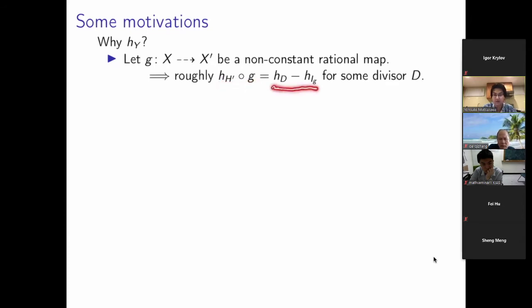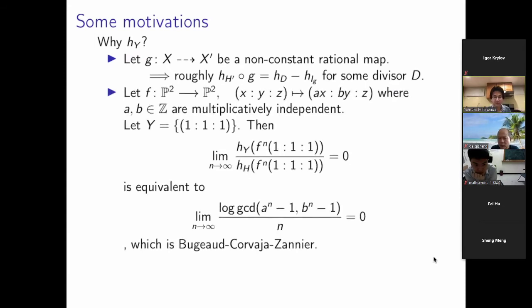So H_D is a usual height function. So D is a Cartier divisor, but this is not exactly equal to a Weil height function. So there are error terms coming from the indeterminacy locus of G. So this is the indeterminacy locus of G. So this is a subset of codimension 2 usually. And when you study this kind of function, this term is always an obstruction. So that's why I want to know this kind of function in the context of arithmetic dynamics. Okay, so this is a motivation from arithmetic dynamics.